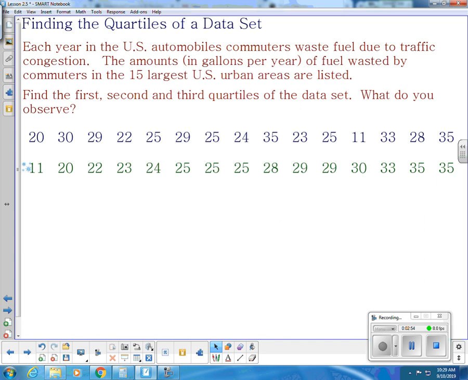All right. So, how many numbers do we have here? 15? So, how many should be on either side of the median? 7. So, 1, 2, 3, 4, 5, 6, 7. This is the median. There's 7 on either side. So that's my Q2. How many's on either side of that side? 3. So 1, 2, 3. 1, 2, 3. So this is my Q1. This is my Q3.